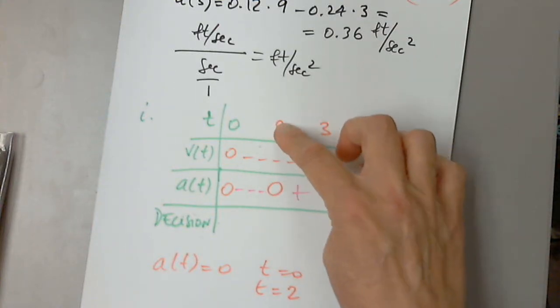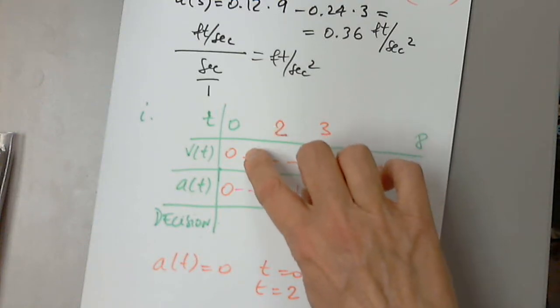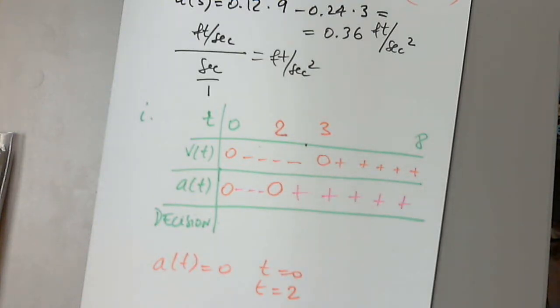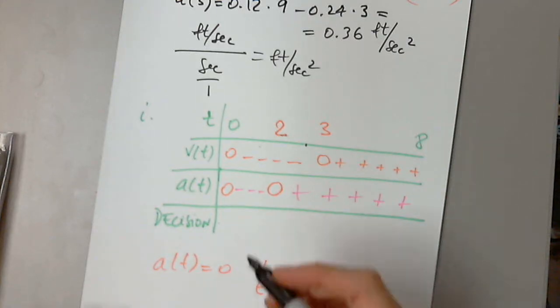Between 0 and 2 seconds, the velocity and the acceleration are negative. They are working together. Although it's in the negative direction, we don't care. They are helping one another. So what does the particle do? Yes.